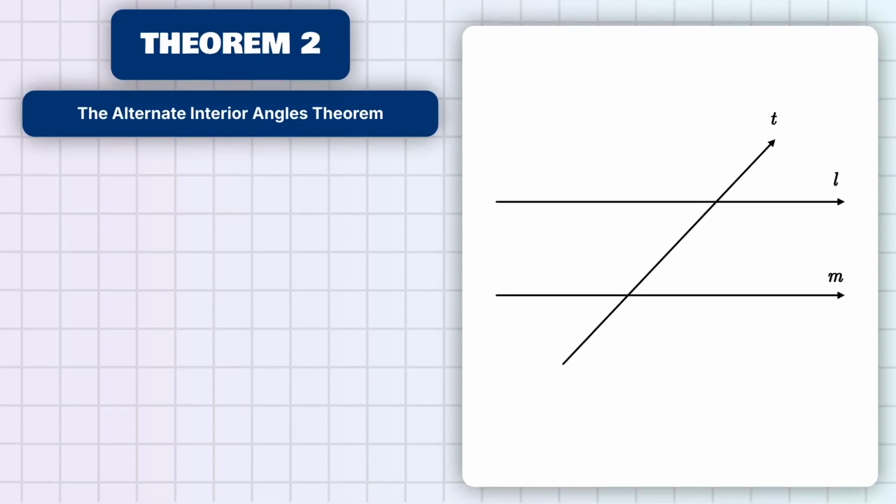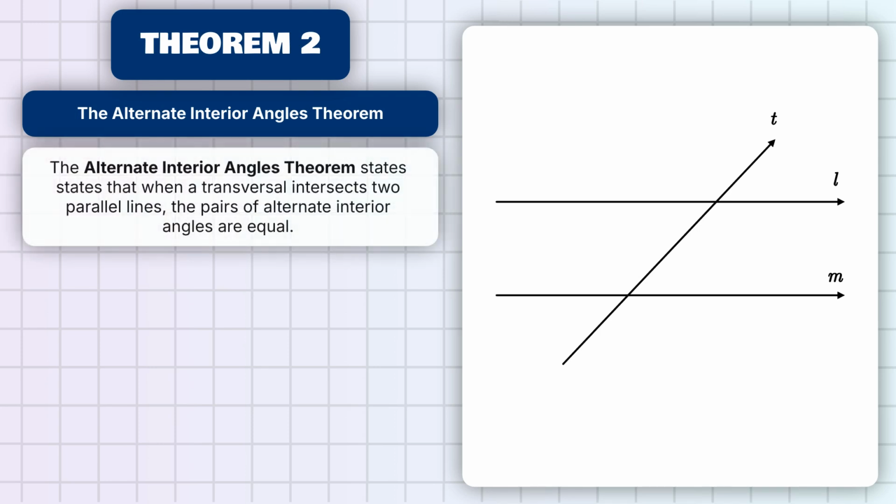Let's now look at the alternate interior angles theorem. This states that when a transversal intersects 2 parallel lines, the pairs of alternate interior angles are equal. Let's again look at our diagram consisting of parallel lines L and M and the transversal line T. Let's also go ahead and label the angles on the bottom half of line L as A and B like this. And let's also label the angles on the top half of M as C and D.